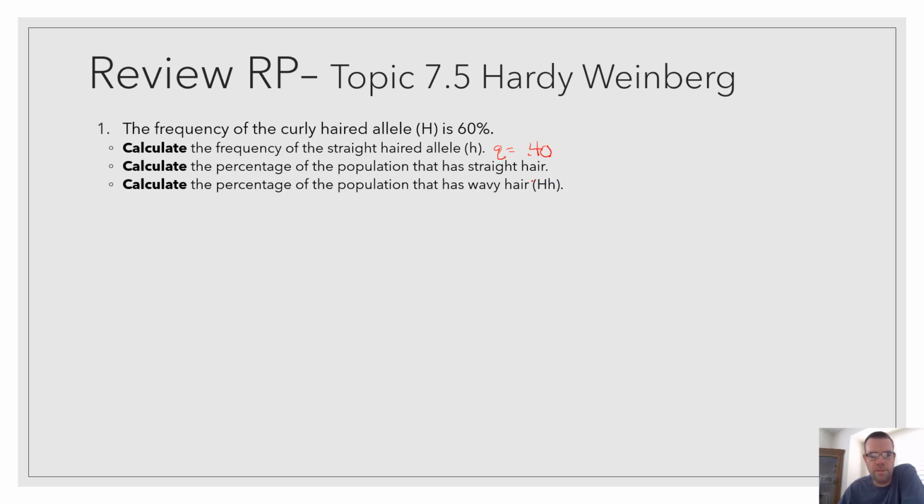Calculate the percentage of the population that has straight hair. Straight hair is the recessive condition, so this is going to be q squared, 0.4 squared, which is 0.16. Then calculate the percentage of the population that has wavy hair. This is an incompletely dominant gene, so this is going to be 2pq, which is 2 times 0.6 times 0.4, which is 0.48, so 48%.